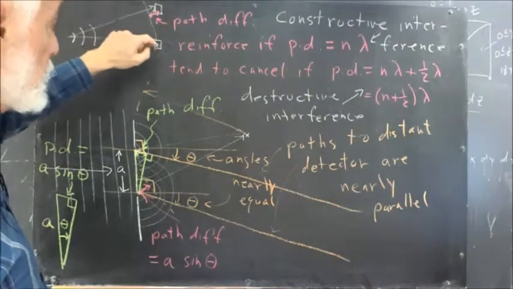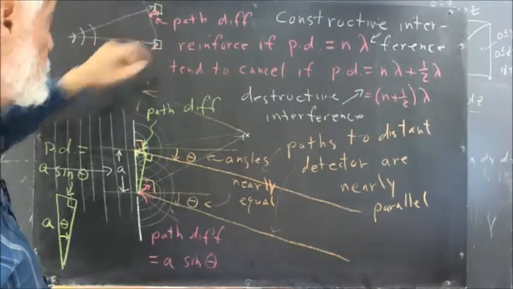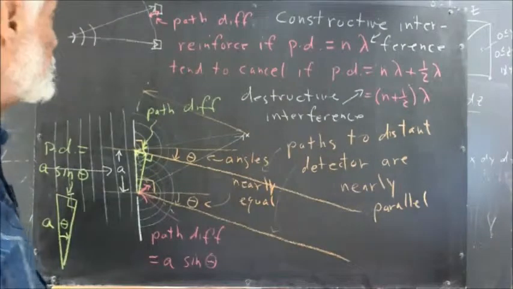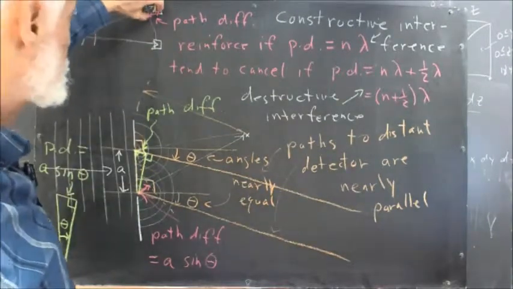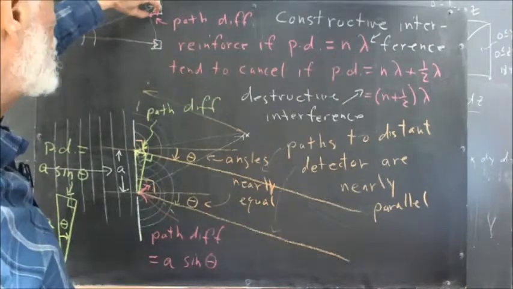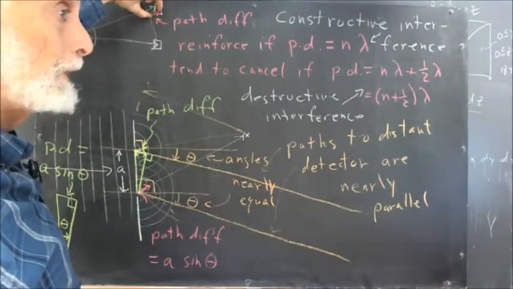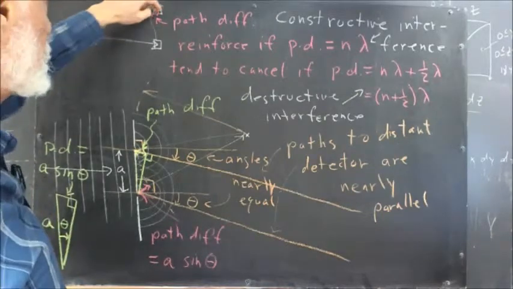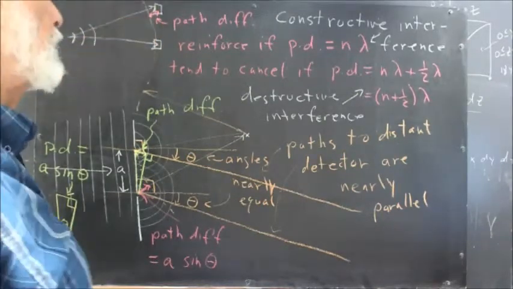whether this one tends to build on top of this one or to cancel this one or anywhere in between, depends on how much further this is than this, and specifically on how many wavelengths there are in this path difference. How many wavelengths further is this detector than this one?